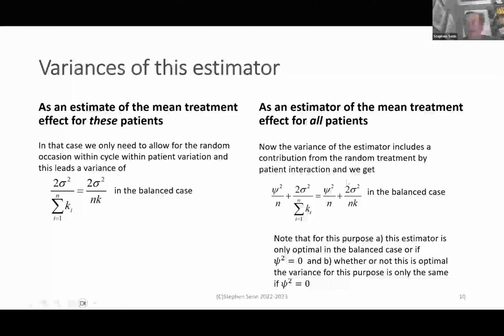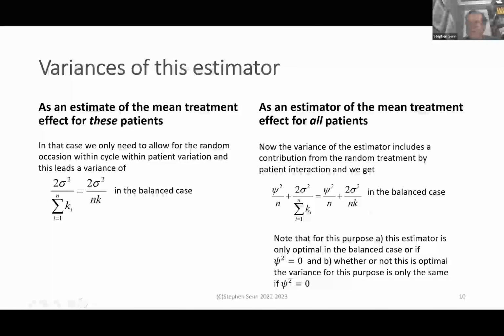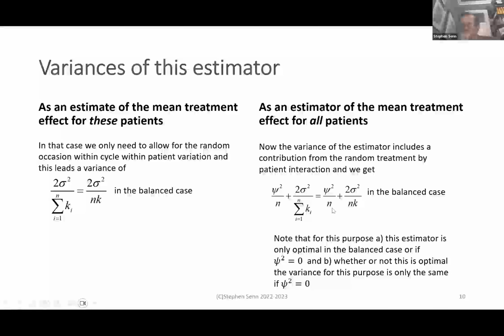So we now see, perhaps easiest to see in the balanced case here, if we look at the variance of this particular treatment estimate, we not only have the contribution of sigma squared divided by the total number of cycles that we studied, that's to say, patients times cycles. We can generate more information by having more cycles per patient. But we also have a contribution of the psi squared term, and this can only be reduced by studying more patients.